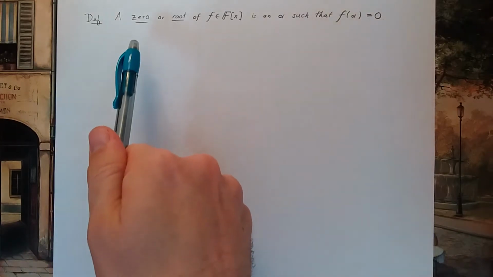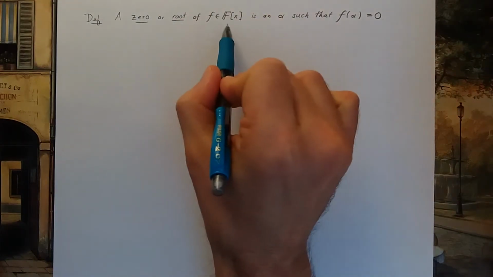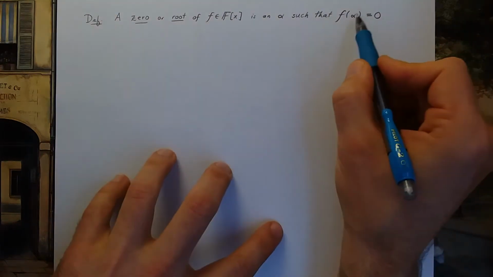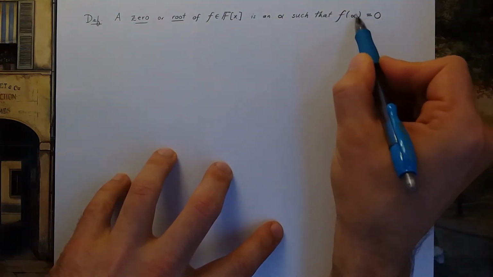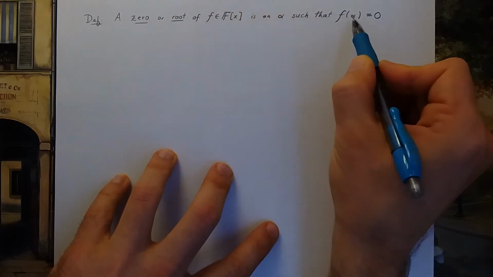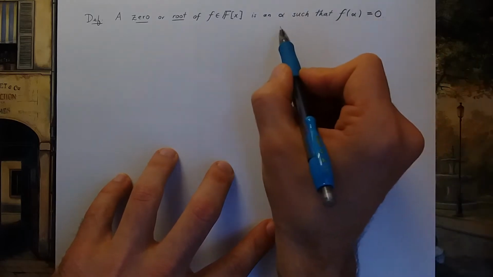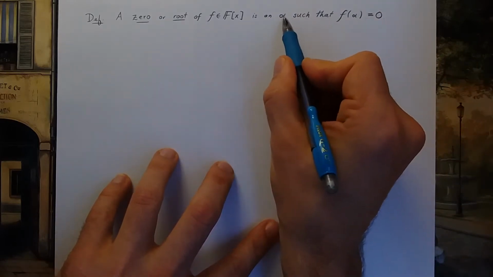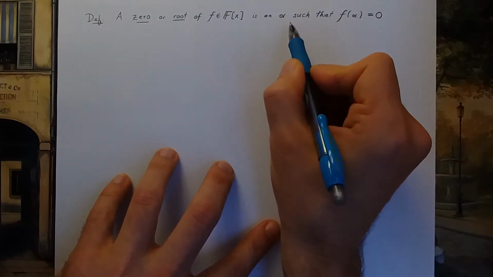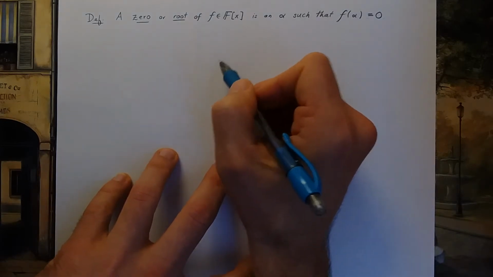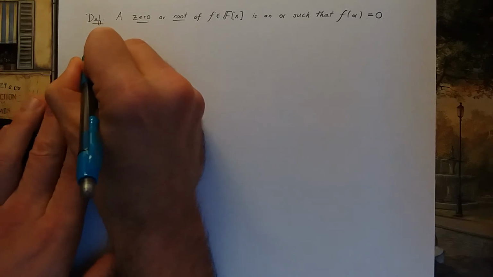So a zero, or a root of a polynomial over a field, is an alpha that evaluates f at 0. So if you replace every x in your polynomial with alpha, you get 0. Now notice I'm intentionally ambiguous about where alpha is. It doesn't necessarily have to be in f. So let's do an example.